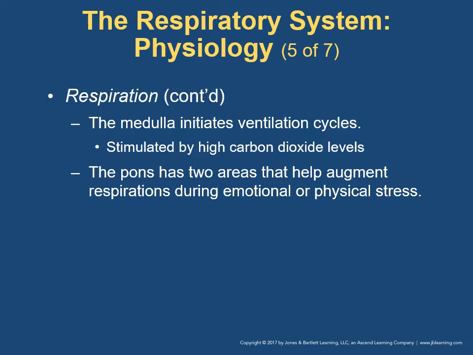The medulla keeps us breathing so that we don't have to think about it. It initiates the ventilation cycles. It is stimulated by high carbon dioxide levels, and it sets the base pattern for respirations. The pons has two areas that help augment respirations during emotional or physical stress. It is involved in changing the depth of inspiration, expiration, or both.